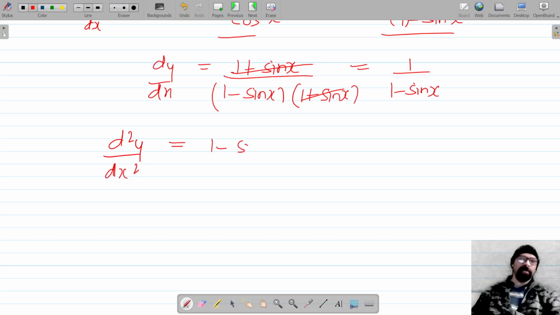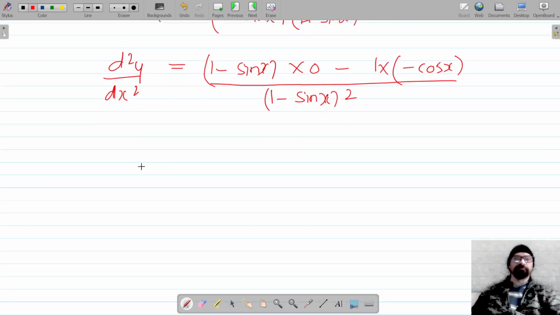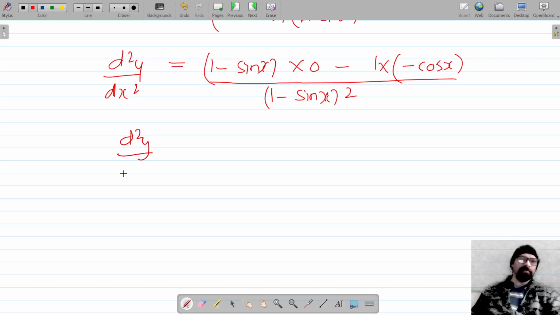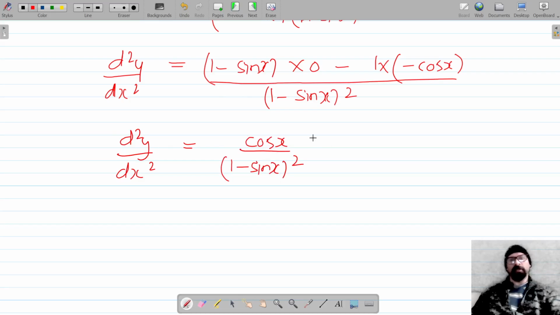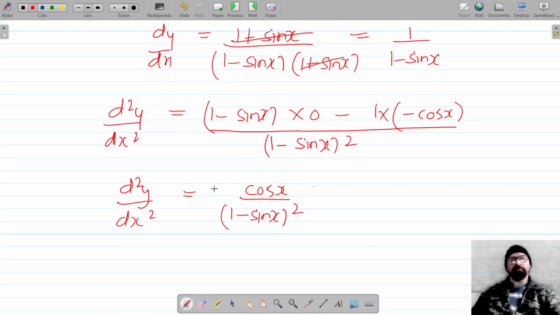So this is 1 minus sine x into differentiation of 1, which is 0, minus 1 into differentiation of 1 minus sine x, which is negative cos x, upon v square. So 1 minus sine x, the whole square. Okay, so finally the second order differentiation is d square y upon dx square. Something into 0 is 0, so this is cos x upon 1 minus sine x, the whole square. That is what was asked to prove. So cos x upon 1 minus sine x, the whole square.